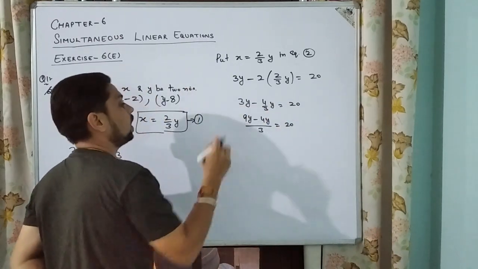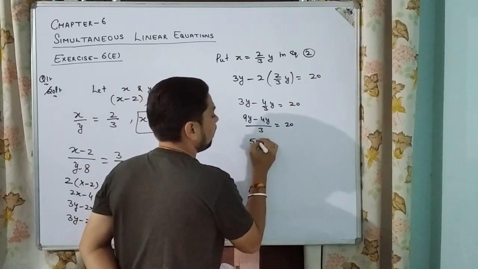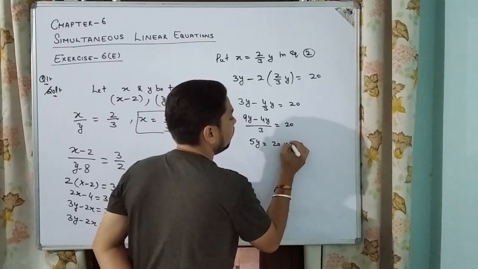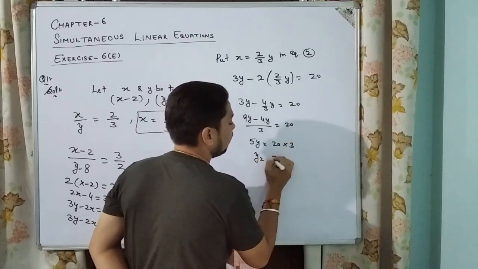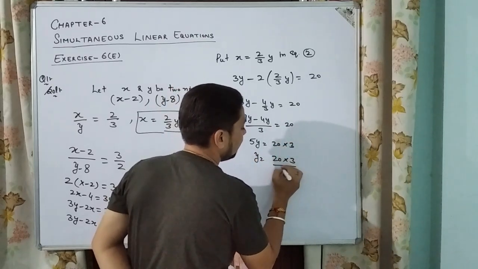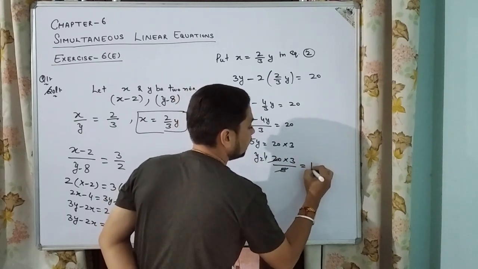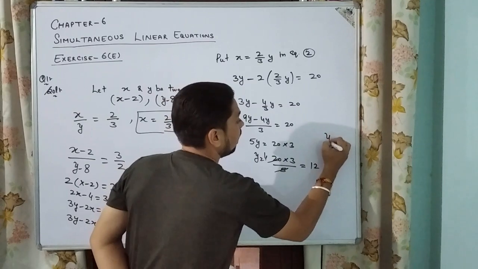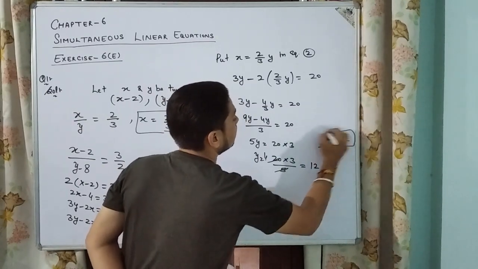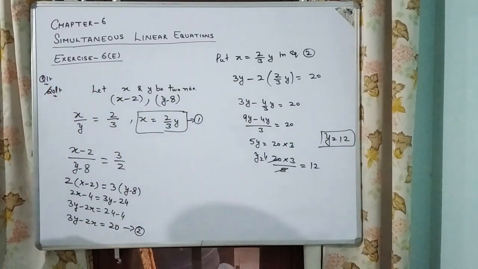So cross multiplying, we have 5y is equal to 20 multiplied by 3. Y will be equal to 20 multiplied by 3 upon 5. We have 4 multiplied by 3, that is equal to 12. So what is the value of y? The value of y is 12.